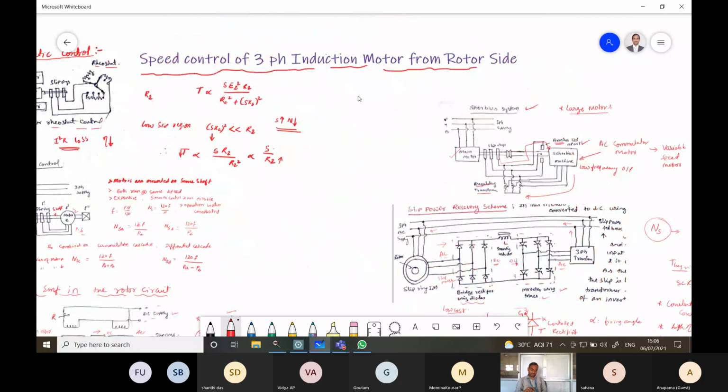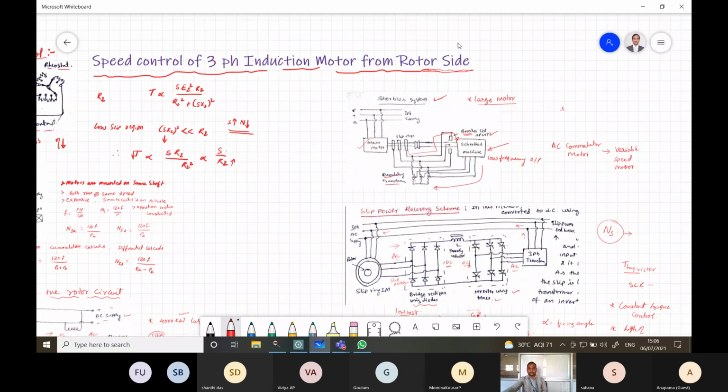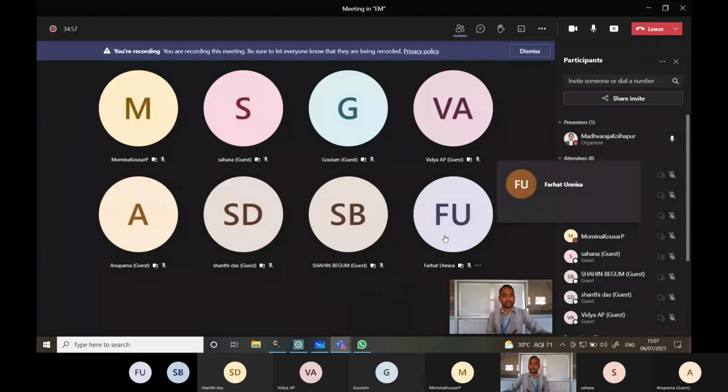So this completes this chapter. From the next class, we will go to the single phase induction motor. Next class we will discuss the single phase induction motor. Any doubts? If we complete the single phase induction motor, a total of 4 modules will be completed. Thank you very much.